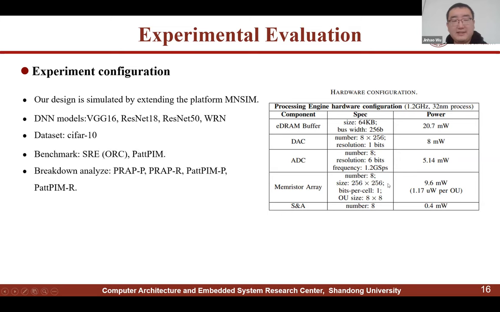For the benchmark selection, we select SRE, which uses the OU row compression, and PetPIM, which uses the identical weight pattern reusing method and the structure pruning method. For the breakdown analysis, we use PrepP to indicate the design which uses the weight pattern pruning method, and PrepR to indicate the design which only uses the similarity-based weight pattern reusing method. PetPIMP indicates the design which only uses the structure pruning method, and PetPIMR indicates the design that only uses the identical weight pattern reusing method. For the comparison terms, we mainly focus on performance speedup, energy reduction, and model accuracy loss.